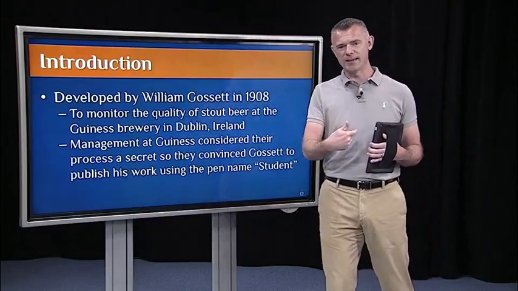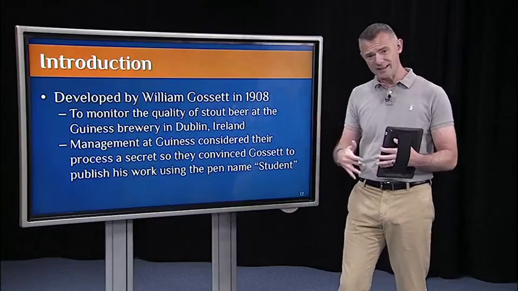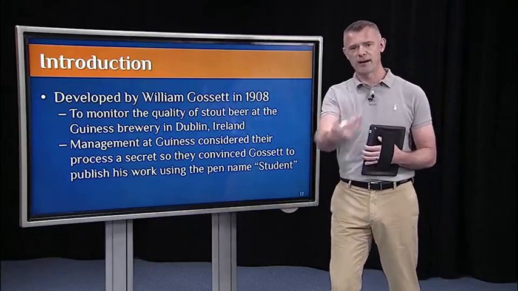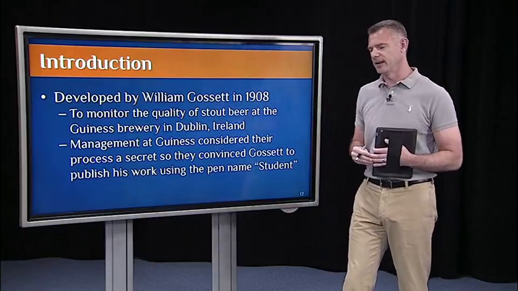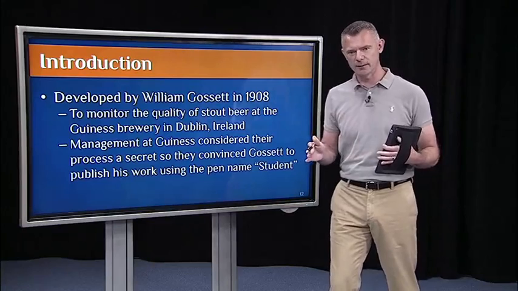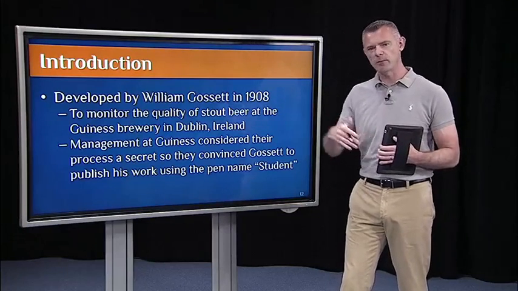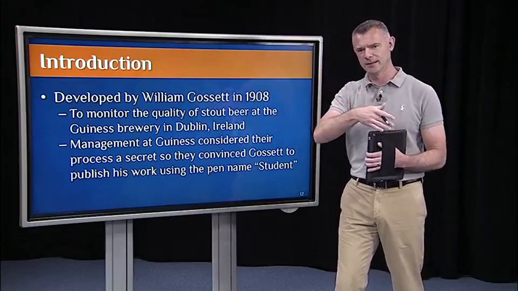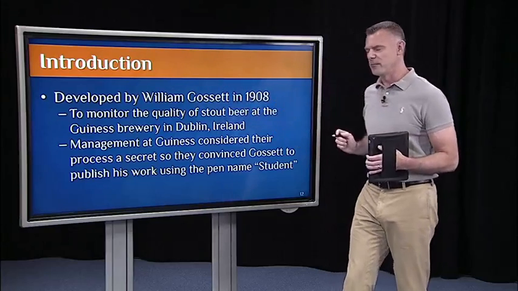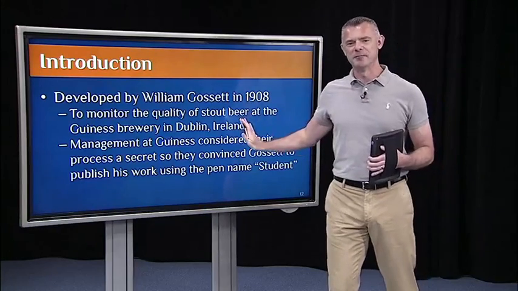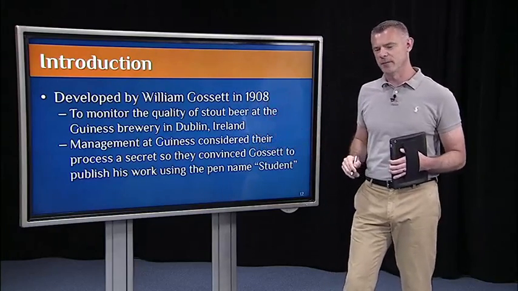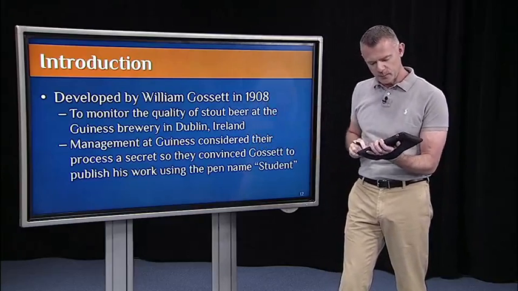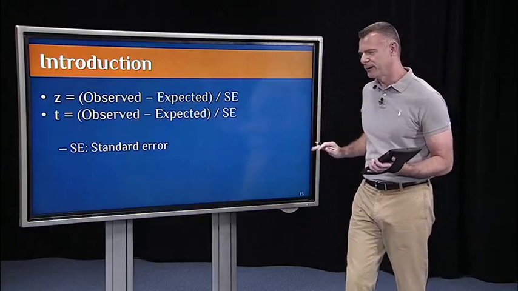But the management at Guinness, they were so protective of their brand that they did not want William Gosset to share his procedures with anyone else. So they didn't even want him to publish this in an academic journal. Who reads academic journals and reads Guinness? More people than you'd think. So they convinced him to publish under the name Student. So that's why it's called Student's t-test. Okay, back to the actual lecture.